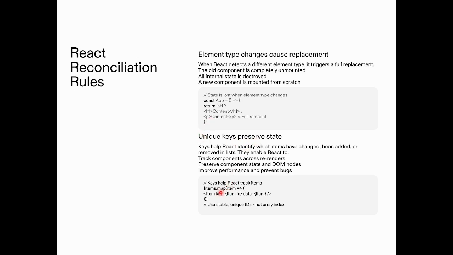When we have, say, a list, keys are extremely important in that scenario. Keys help React identify which items stayed the same, moved, were deleted, or added. Stable unique keys help React match the nodes between the old and the new virtual DOM. This prevents unnecessary re-renders and avoids weird UI bugs. It also helps in the performance of my React application.